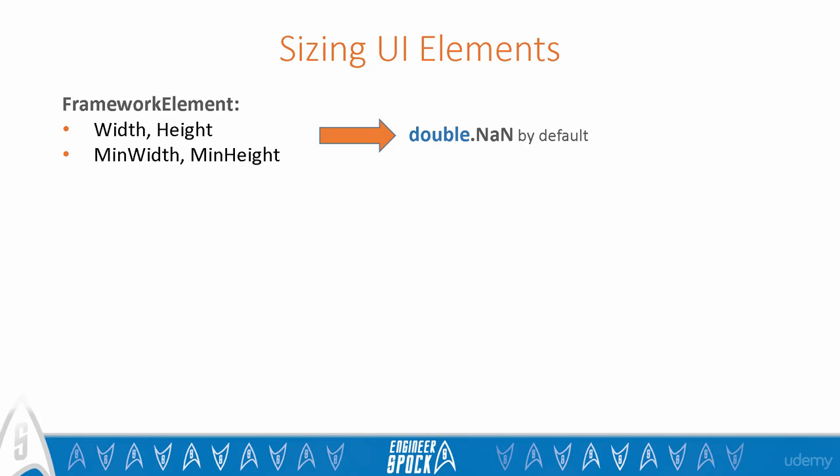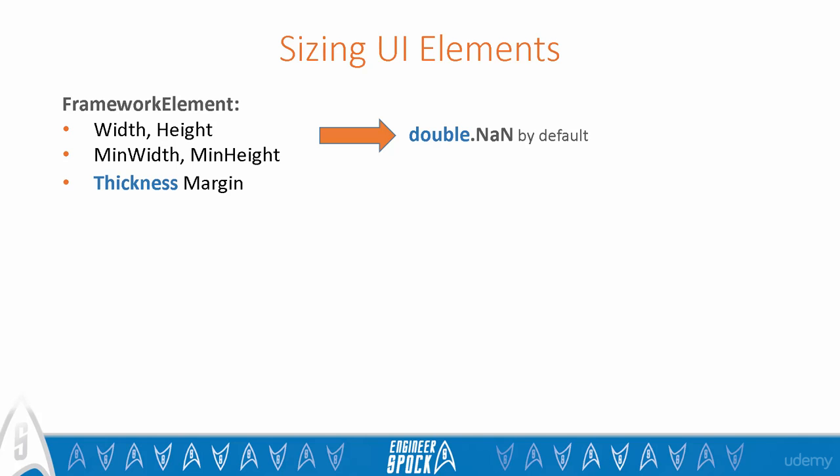If an element doesn't have height or width explicitly set, then their default value will be double.NaN, not a number. In order to get their real height and width, you may want to check the ActualWidth and ActualHeight properties, which are going to be set right after the arrangement step.